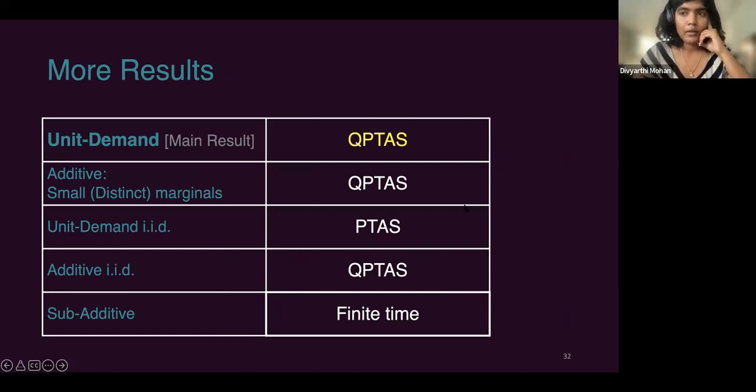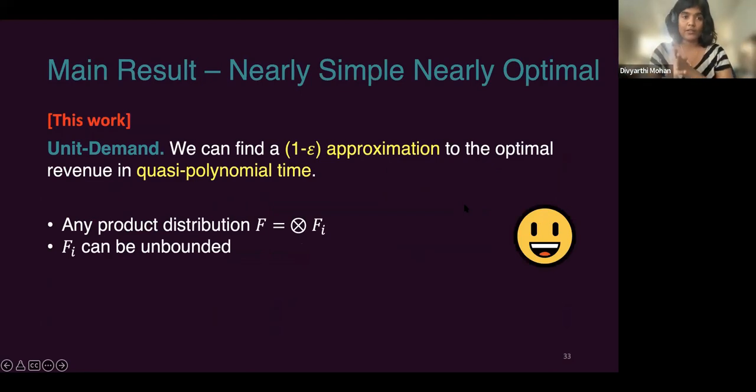But coming back to our main result for the unit demand case, we show that we can find a 1 minus epsilon approximation to the optimal revenue in quasi-polynomial time. And this holds for any product distribution. There are no restrictions on the marginals here whatsoever. Okay, cool.